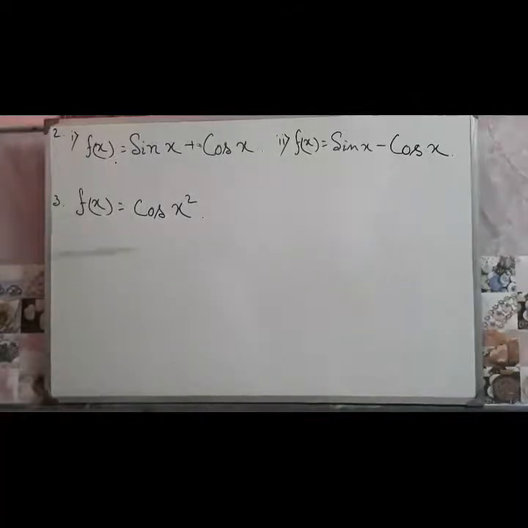Third question, we have to discuss the continuity of the function cos x square. The function x square is also continuous for all x belongs to R, and cos is also continuous. That means f of x is a function of a continuous function, and a function of a continuous function is also continuous. That is, in question number 3, f of x equal to cos x square is also continuous for all real values of x.